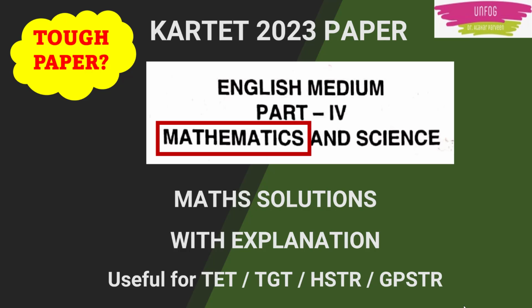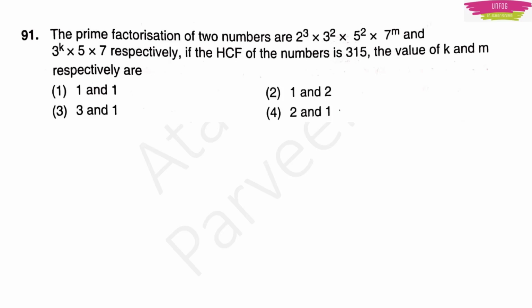So let us start the class by discussing the first question from the mathematics part. From question number 91 till question number 112, a total of 22 questions were asked from the mathematics part in paper 2. The first question is: the prime factorizations of two numbers are 2 cube into 3 square into 5 square into 7 to the power m, and 3 to the power k into 5 into 7 respectively. If the HCF of the numbers is 315, the values of k and m respectively are, and they have given 4 options.